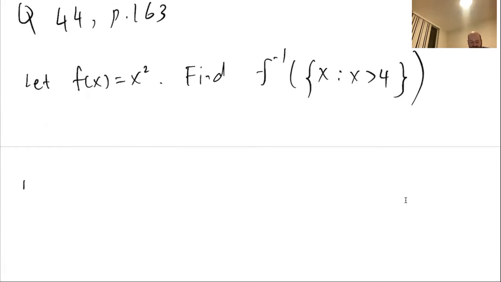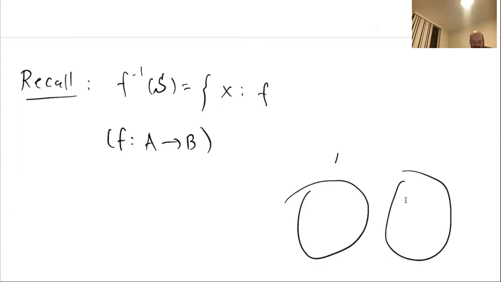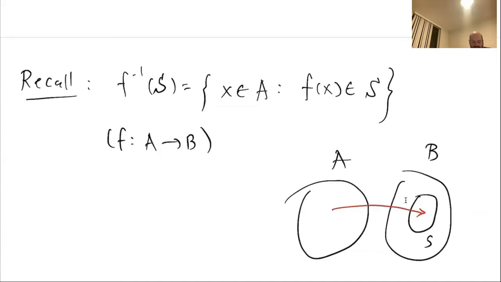So recall that f inverse of S is equal to the set of x such that f of x belongs to S. Let's say, for example, f is from A to B. So this is, let's say, A, this is B. And if S is somewhere here, a subset of B, f inverse of S is the set of all elements in A that are going to be mapped into S. So all elements x in A such that f of x belongs to S.